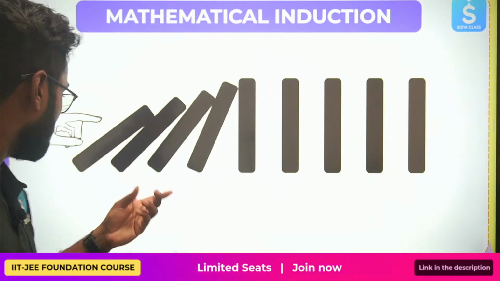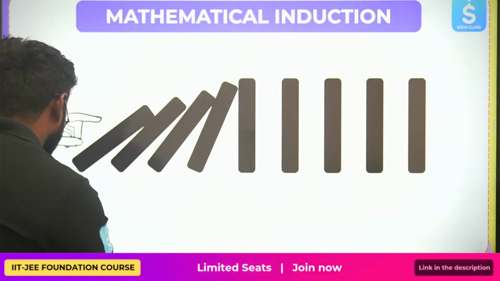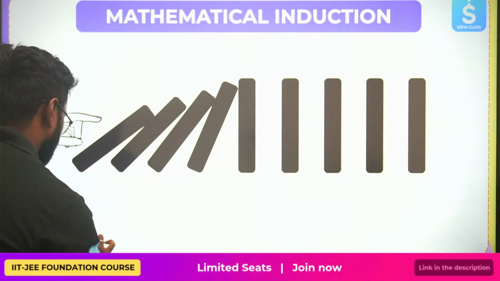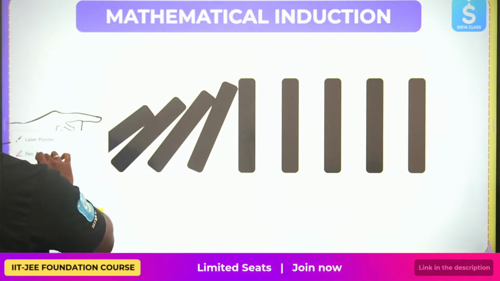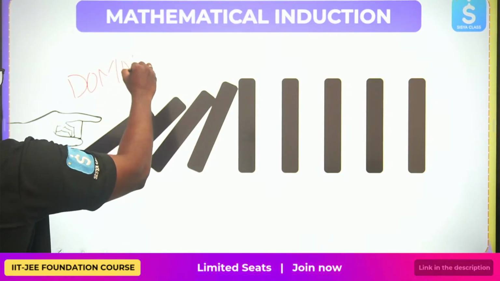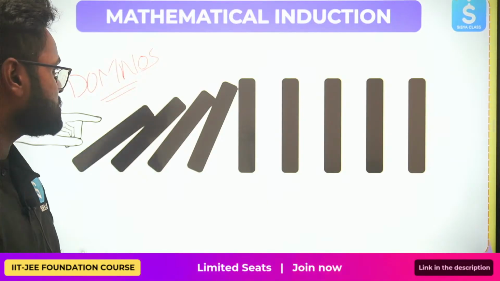Now coming to what do you see? What is this picture? You call this what? Dominoes, right? Dominoes. What does it do?